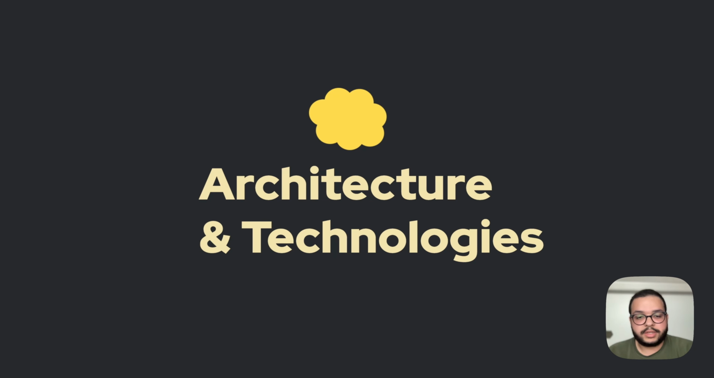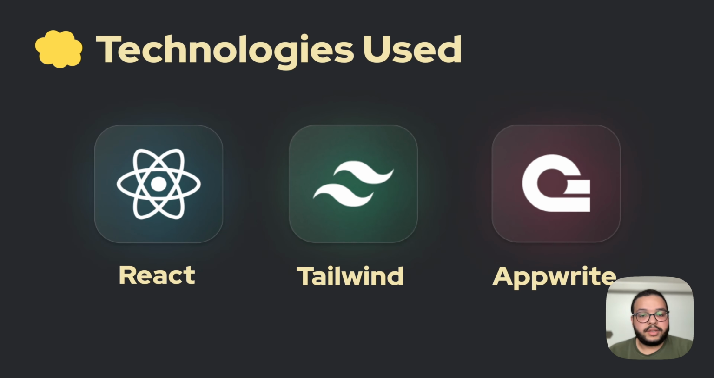When it comes to the architecture and technologies, there were 3 main technologies that I used during the whole development journey. I used React, which is of course a JavaScript library. I also used Tailwind, which is a CSS framework, and I also used AppWrite. AppWrite is a third-party service that helps you build your backend.